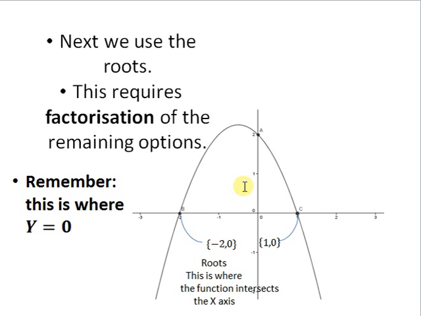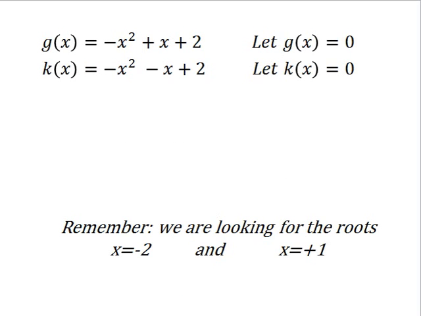Next we're going to look at the roots. We can see that when y equals 0, x is equal to -2 and 1. So these are the 2 points where the curve intersects the x-axis. This part's a little bit more tricky, but still not too difficult. Our remaining functions are g of x and k of x, and we let them equal to 0 because y is equal to 0 when we intersect the x-axis, because that's where the y values will equal 0.